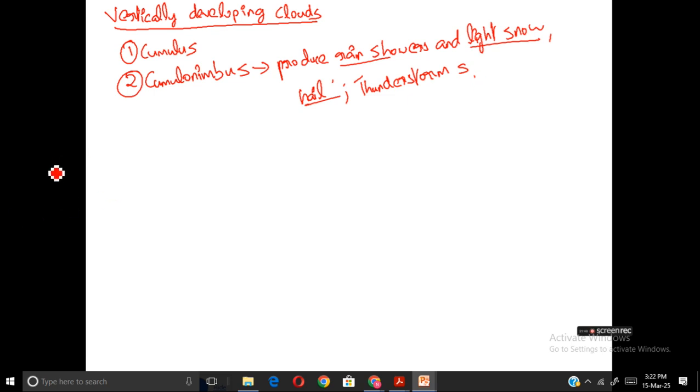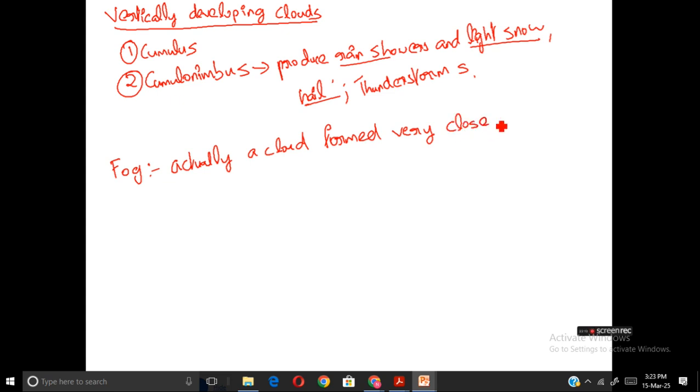Now, so that is about clouds, how they are named, what the different types are, and classifications based on height. So now we will look at a particular type of cloud, which is fog. You will be familiar with the term fog. So what exactly is fog? Fog is actually a cloud only, which is formed very close to the ground.